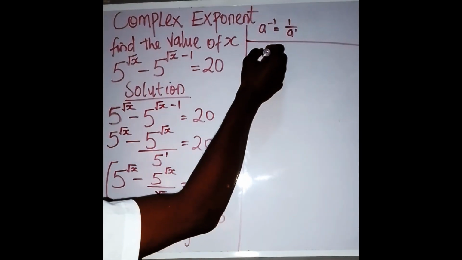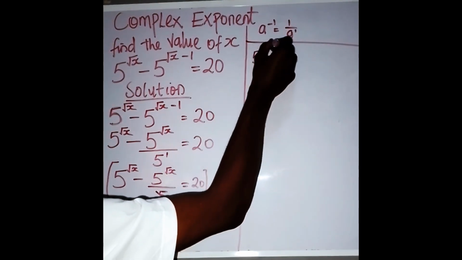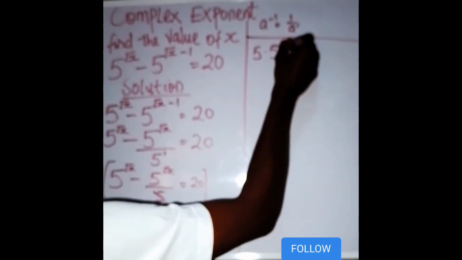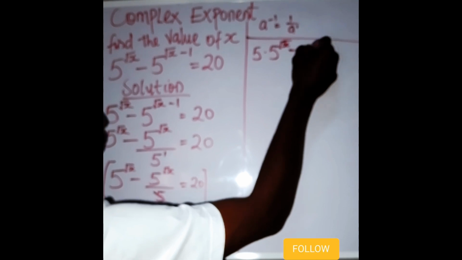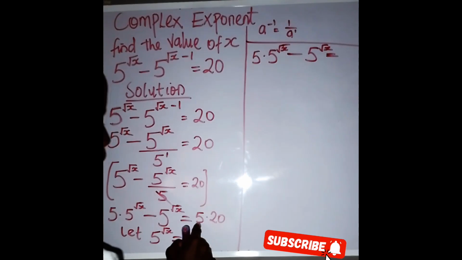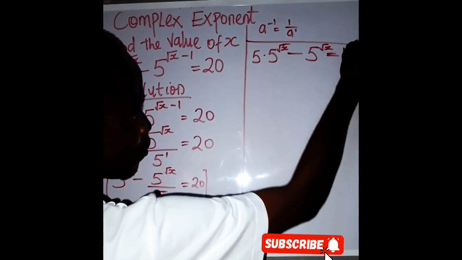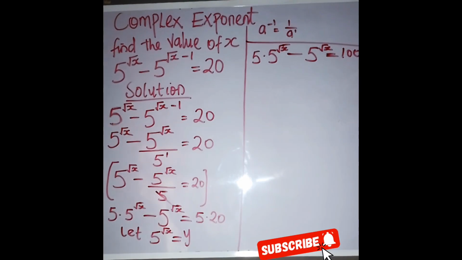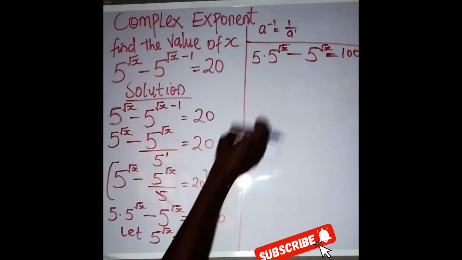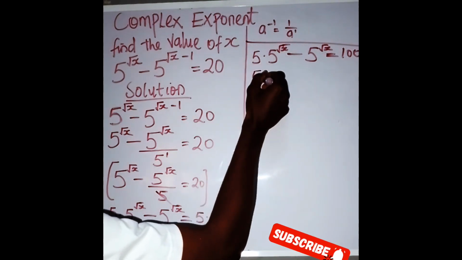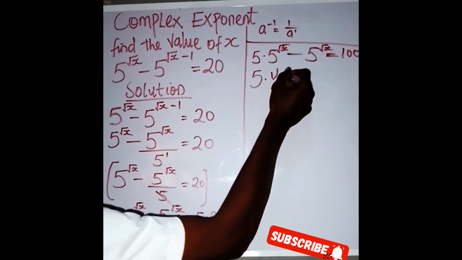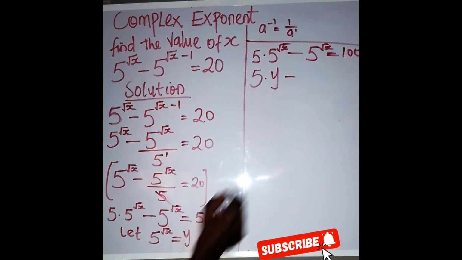Now let's come to this part of the board. Let me bring back the question here: 5 times 5 raised to the power square root of x minus 5 raised to the power square root of x equals 5 times 20, which is 100. Now anywhere I see 5 raised to the power square root of x, I'll replace it with y. So I have 5 times y minus y, since 5 raised to the power square root of x is also here.